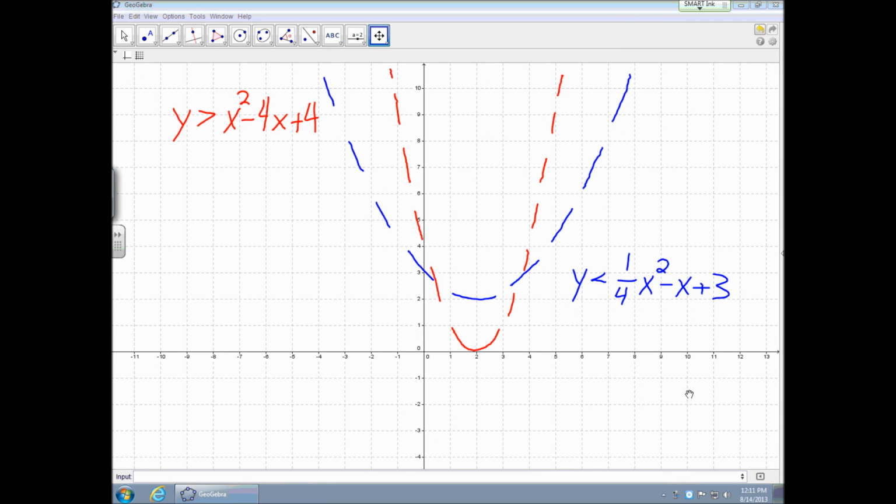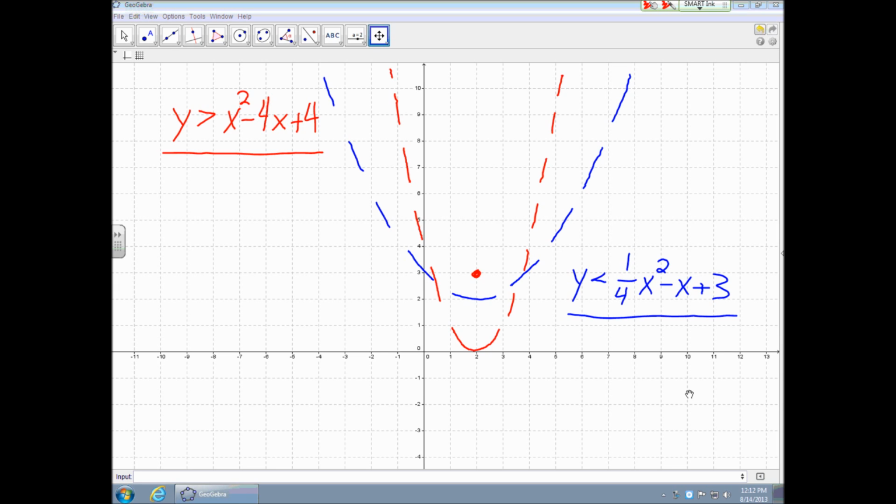In our second example, we are looking at two inequalities. The red dashed quadratic is up here: y is greater than x squared minus 4x plus 4. And then the blue dashed quadratic is y is less than 1/4 x squared minus x plus 3. Now we're going to figure out which part we have to shade. So I'm going to pick a couple points here. I could pick 0, 0, but I'm going to show you how these other ones may or may not work, and that'll help you determine which part of the graph you shade.